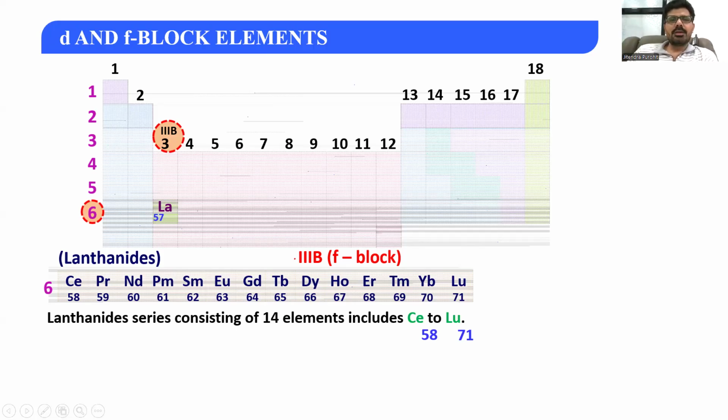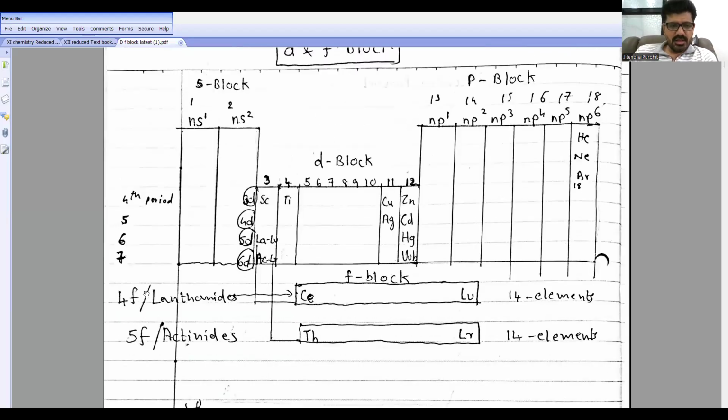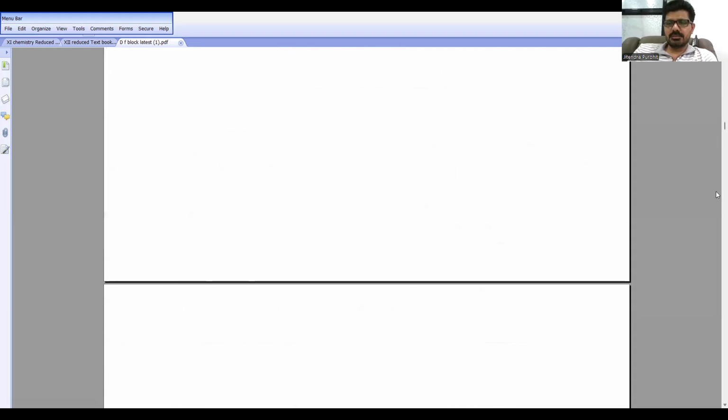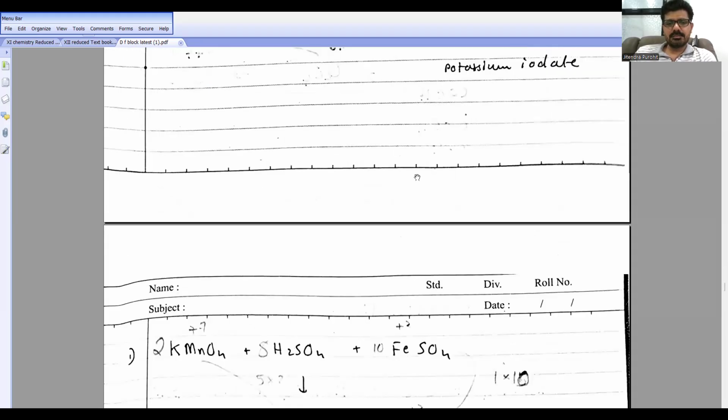Now in the periodic table, if you see, F block elements are placed below the periodic table. Can you see here below? This is your F block, lanthanide, and this is your actinides. In lanthanide, the last electron will enter into 4F, so they are known as the 4F series. In actinide, the last electron enters into 5F, so they are known as the 5F series. Now you should know which are lanthanide. Okay, F block is written here, let's come back.